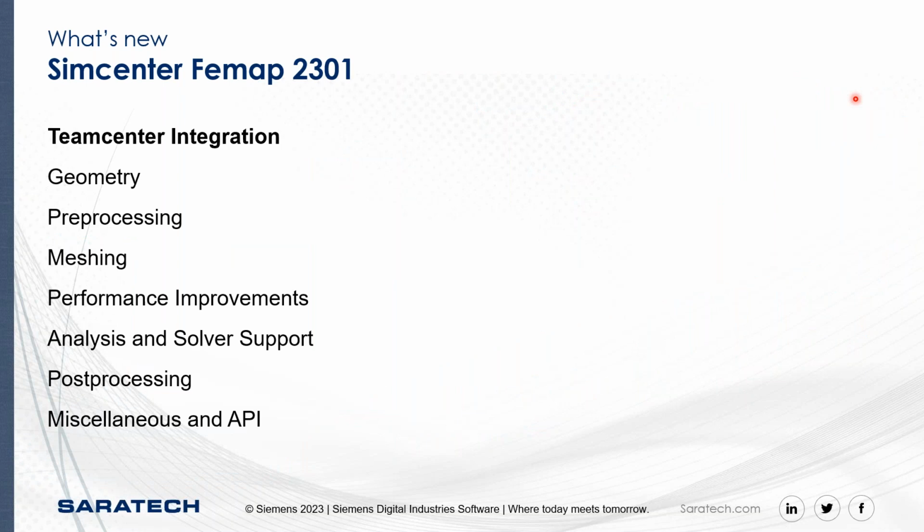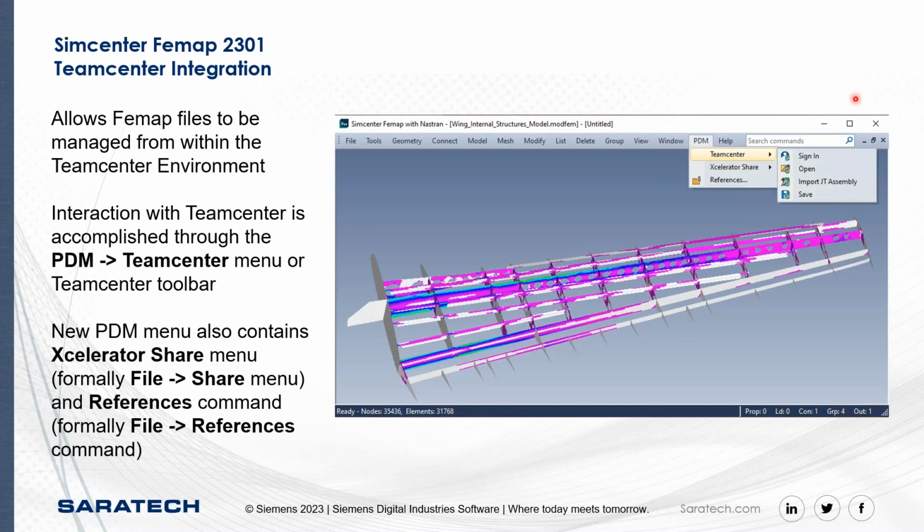So there is quite a bit on the agenda here, so I do want to jump into this. The first topic, which I think is probably the biggest upgrade or feature that's been added, is Teamcenter integration. This is the first release of Femap that includes any sort of direct integration with Teamcenter. The entire idea is that the Femap files can be managed completely within the Teamcenter environment. There is a new PDM submenu where you can access the Teamcenter environment for signing in, saving, and some of the other functionality.